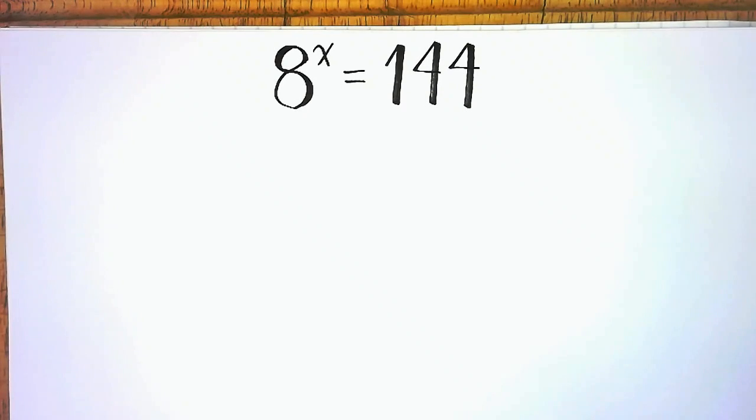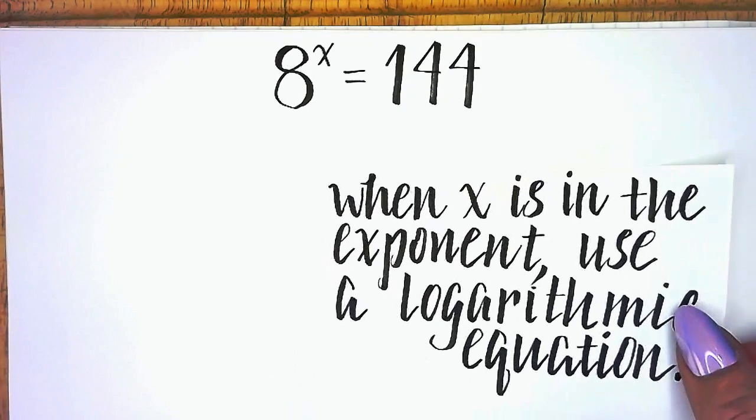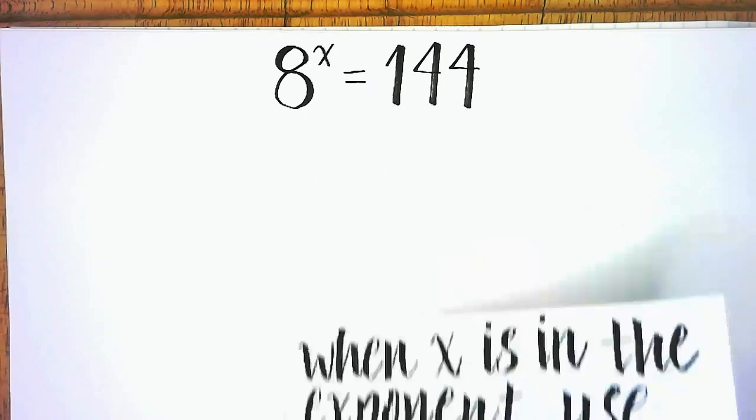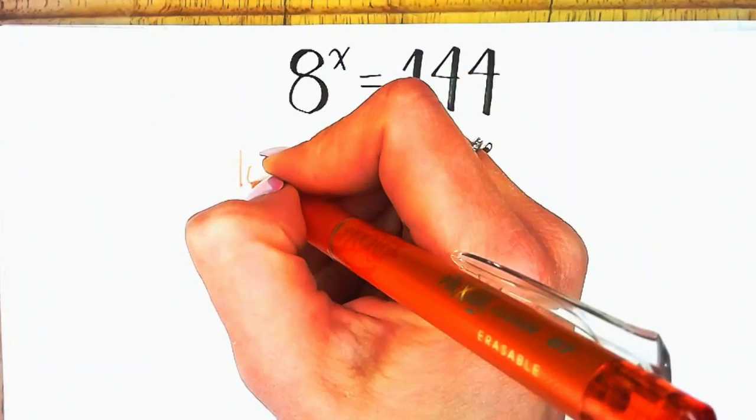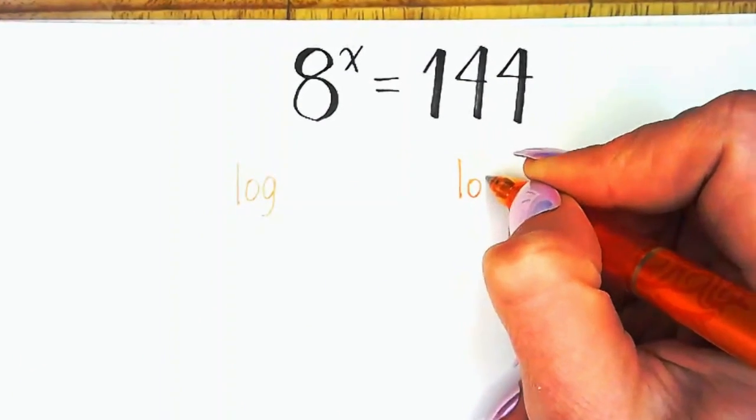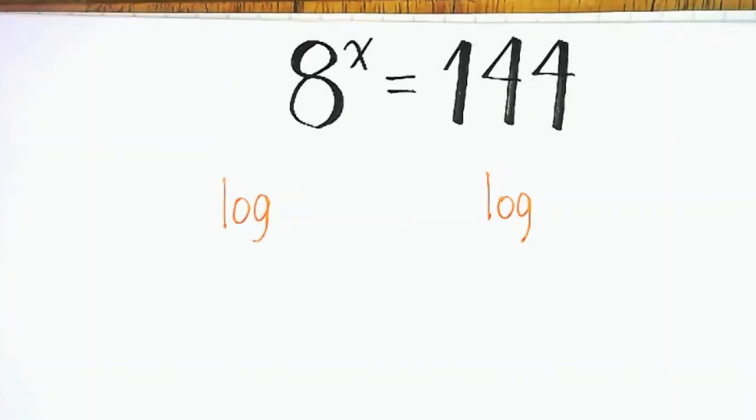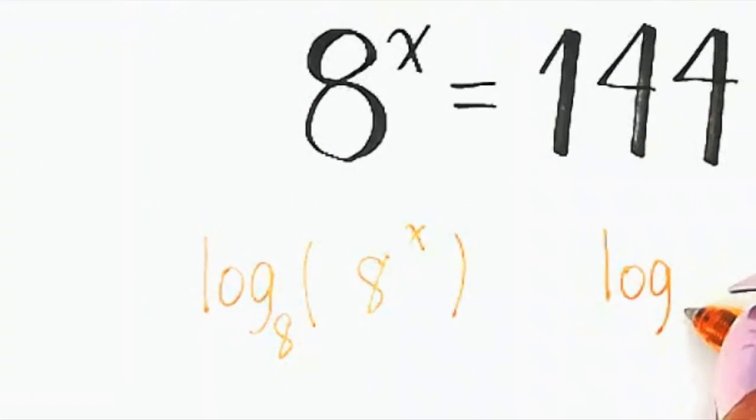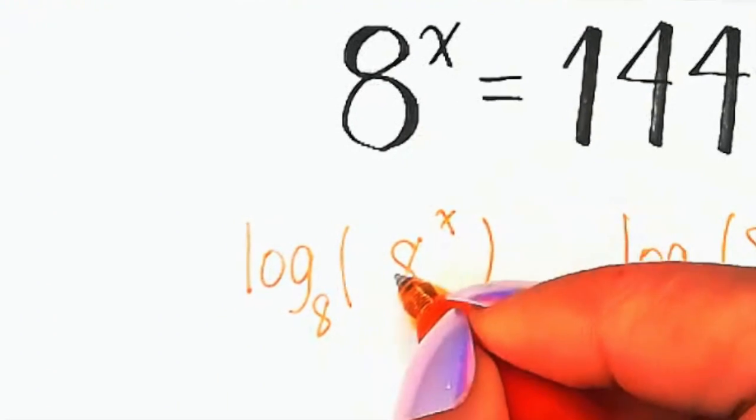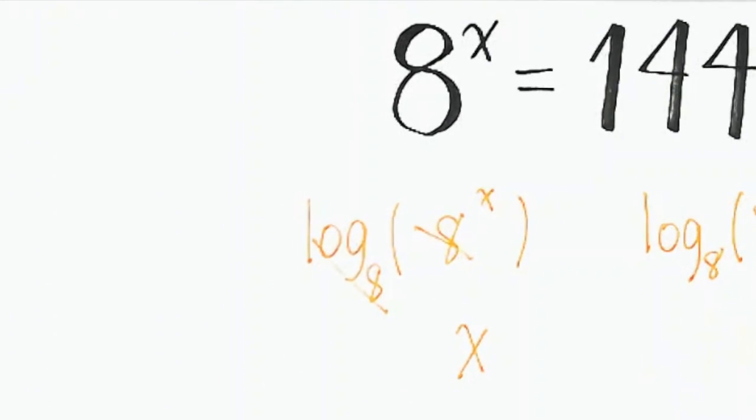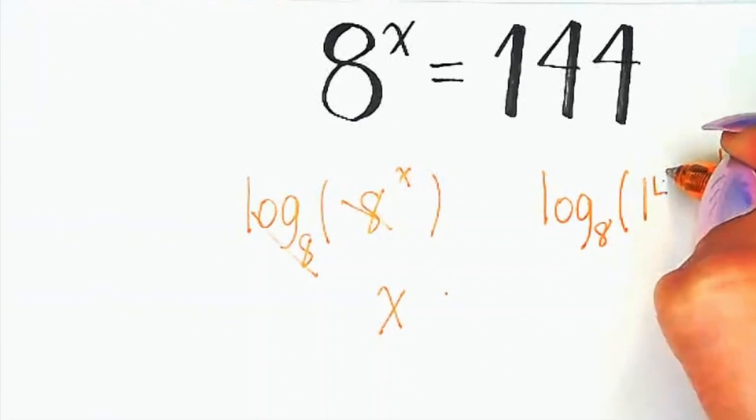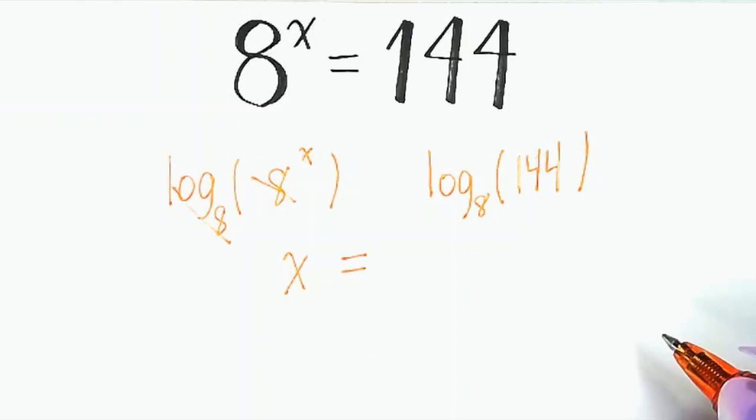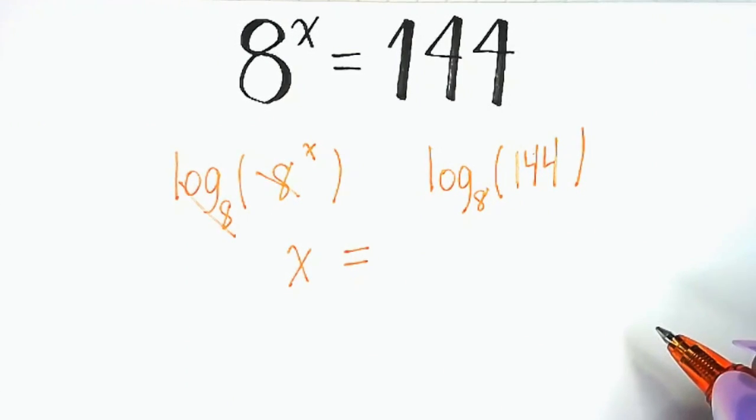What do we have here? This time we have x again in the exponent, and when we have x in the exponent, we use a logarithmic equation. We're going to take the log of both sides. What base should this log have? 8. Log base 8 of 8. We're just left with x. Log base 8 of 8 to the x leaves us with just an x.